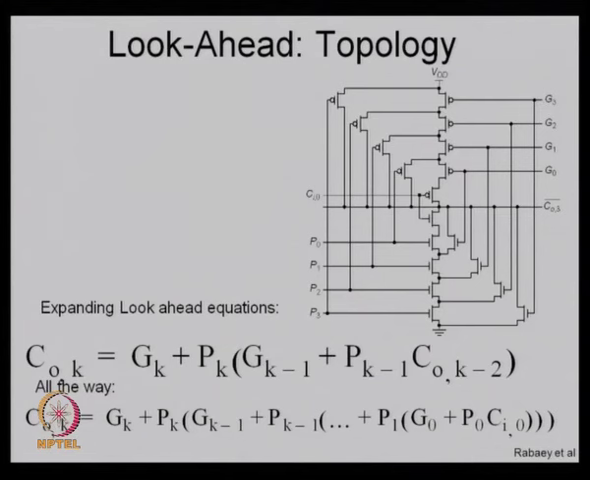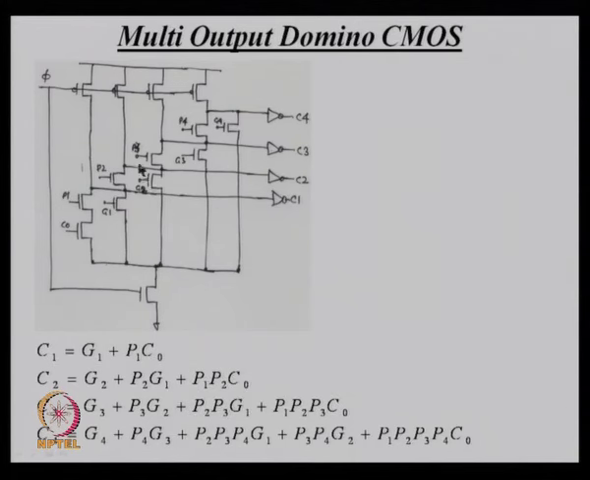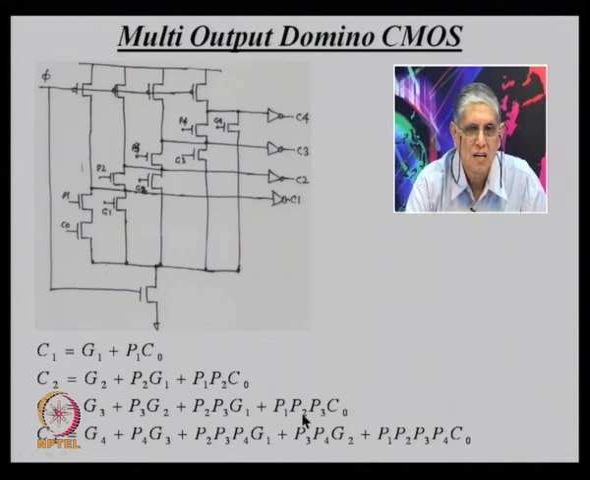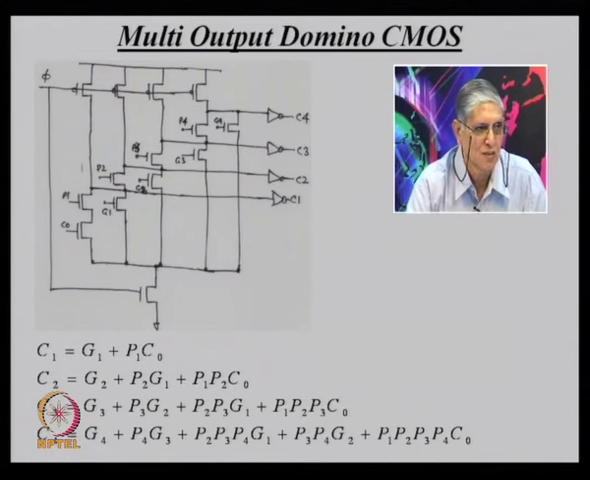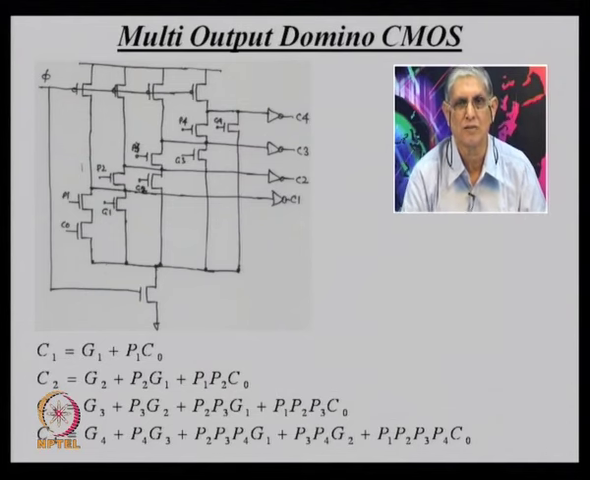Just to give an idea, you look at these static representations. Maybe it is better if I show you domino ones for simplicity. You can see from here C1 is G1 plus P1 C0, only 4 bits I show you, C2 is G2 plus P2 G1 plus P1 P2 C0, C0 is the input carry and C1, C2 are the output carries, G3 plus P3 G2, these are the terms, these are AND terms and OR terms. In a logic, transistors in series create ANDs, parallel create ORs, okay. And since it is an inverting logic, it will create bars of that. So, finally you will get C bars instead of Cs.